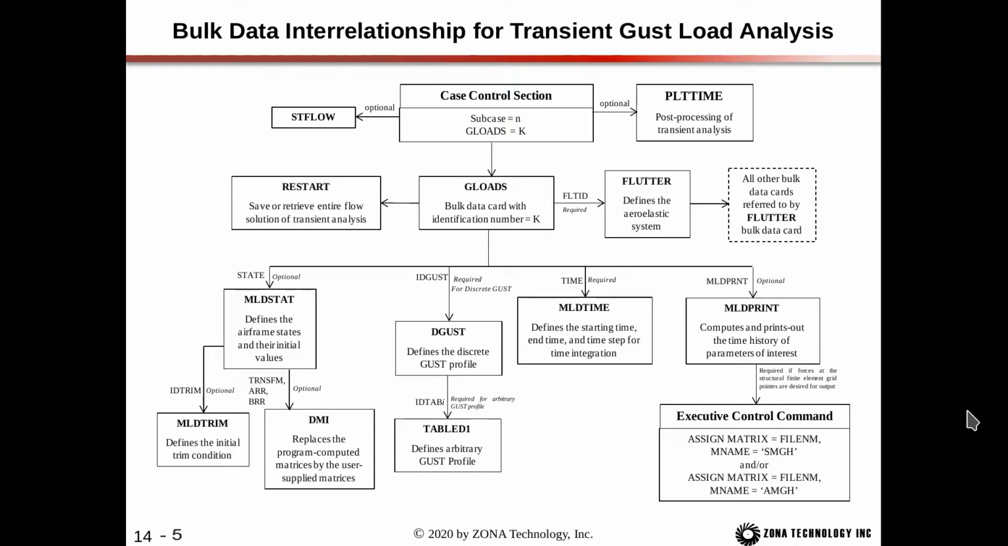And this is the bulk data relationship for the transient gust loads analysis. So we have the Gloads case control command, which refers to the Gloads bulk data card. The Gloads card refers to the FLUTTER card to define the aeroelastic system. We refer to the DGUST card to define the discrete gust profile. And then same as the Mloads, we can reference the RESTART, MLDSTAT, MLDTIME, and MLDPRNT.